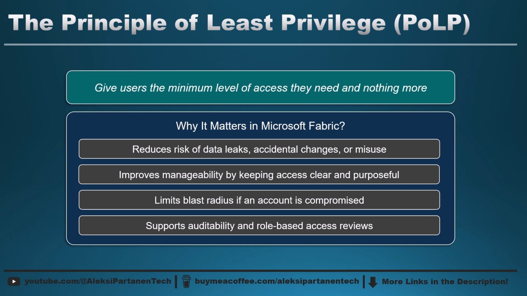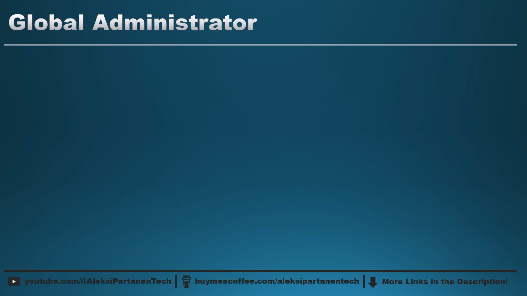In the DP-700 exam, you might hear a mention of this principle, and then you should be able to narrow down the options to the access that gives the least amount of access on top of the access that the user really needs. So if you need to give access to a lakehouse, just grant that and not access to the entire workspace.